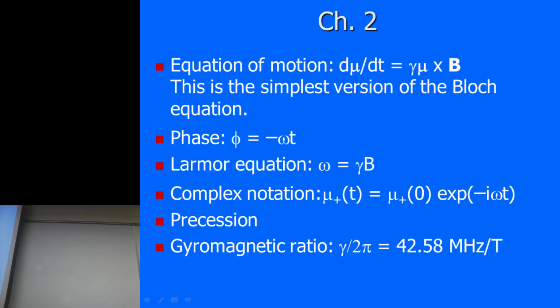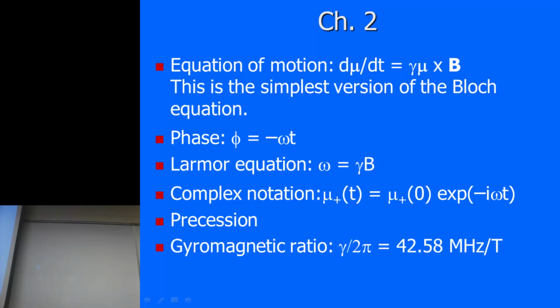Okay, so here are the important concepts in this chapter. There are 6 bullets here. So we are going to talk about the equation of motion. That's the Bloch equation. That's the most important one throughout this entire MRI knowledge, or say course. In this chapter, we just learn the simple one, the most basic one. Then we'll talk about what is phase, and you will see that after we solve the Bloch equation, we'll see where the Larmor equation is from.